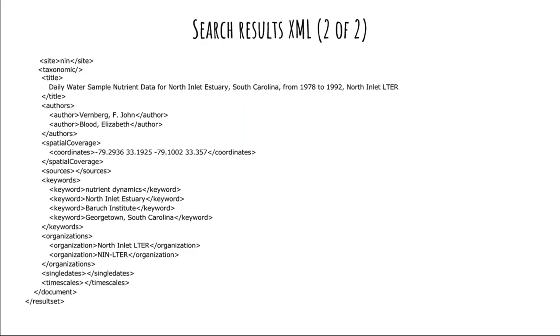Good point. You can see in the rest of these indexed fields that we have things like spatial coordinates. On the previous slide, there were, I believe, start date and end date or single date time. So these are other, as I mentioned, things that can be searched on. And the XML ends with the closing document and result set tags.